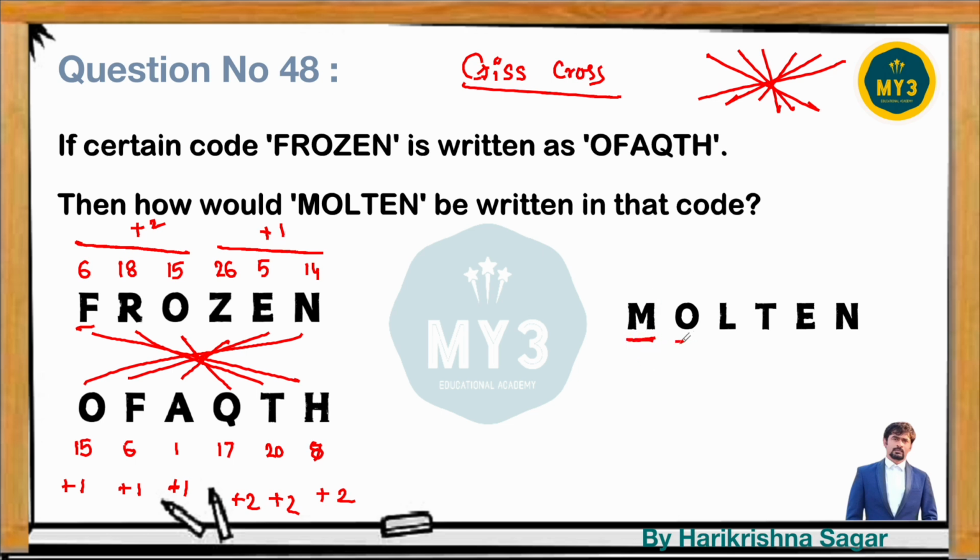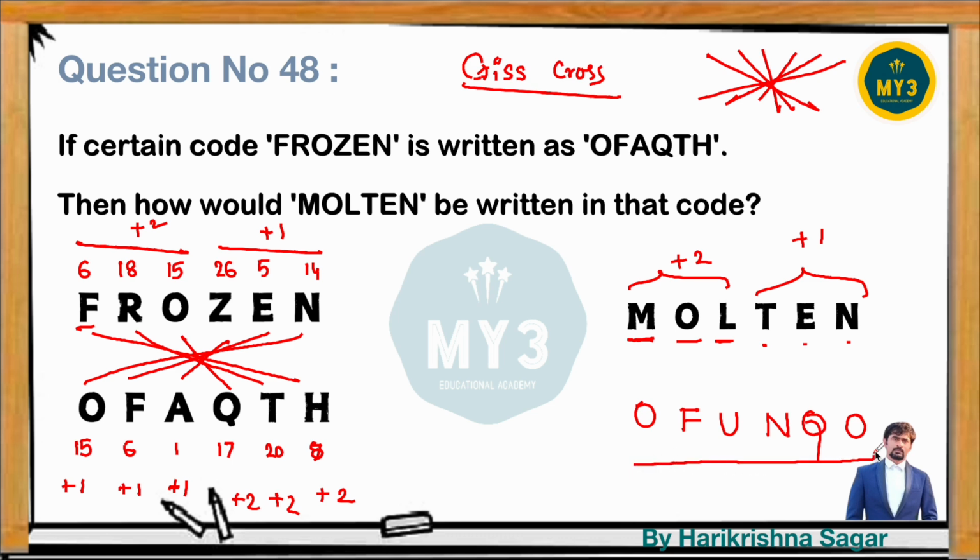So M, O, L, the first 3 letters, need to be increased by 2. M is 13, 13 plus 2 is 15, and the 15th alphabet is O. O is 15, 15 plus 2 is 17, the 17th is Q. L is 12, 12 plus 2 is 14, the 14th is N. And the next 3 letters are shifted by 1 letter forward. T is 20, 20 plus 1 is U. E is 5, which becomes 6, that is F. N is 14, 14 plus 1 is 15, which is O. So QONUFO should be your answer.